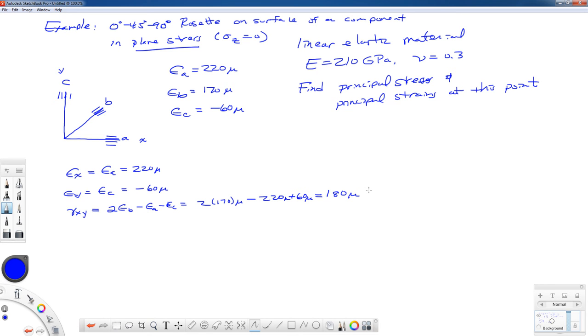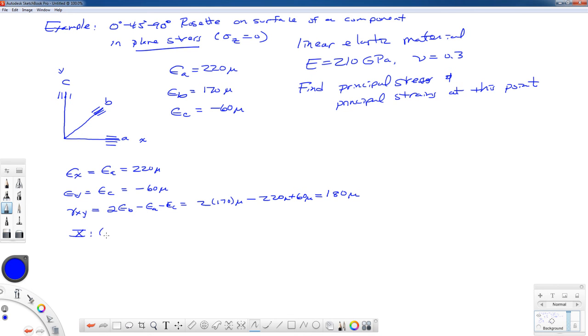Now there's 2 ways that we can approach this problem. One way is that we can use Hooke's law to convert these strains into stresses right now, and then do a Mohr's circle of stress. Since we just talked about Mohr's circle of strain, however, let's use a Mohr's circle of strain for this problem. So we're going to end up wanting to plot 3 points. Let's label them here. We'll draw the circle on the next page.